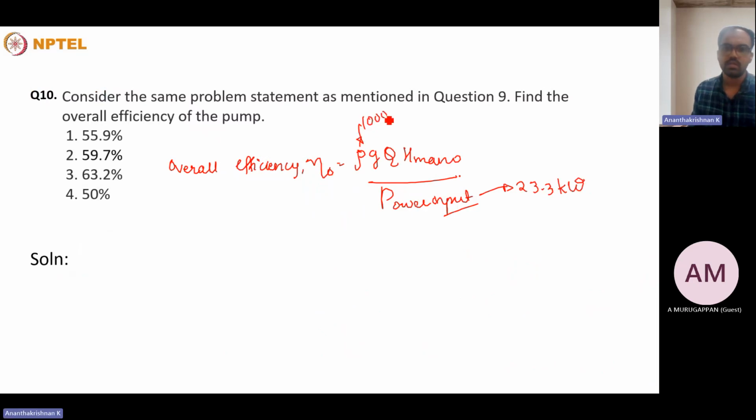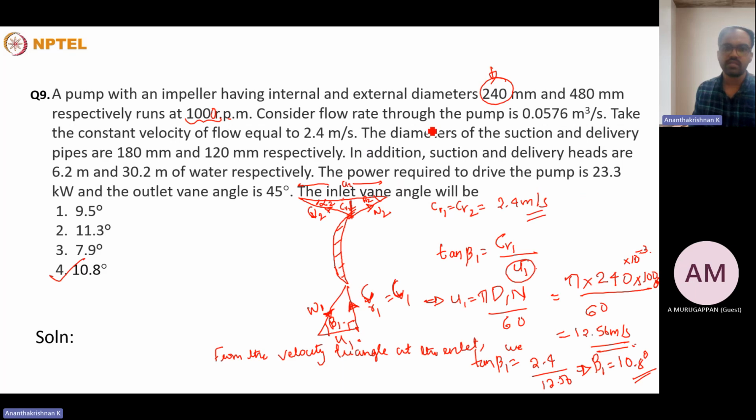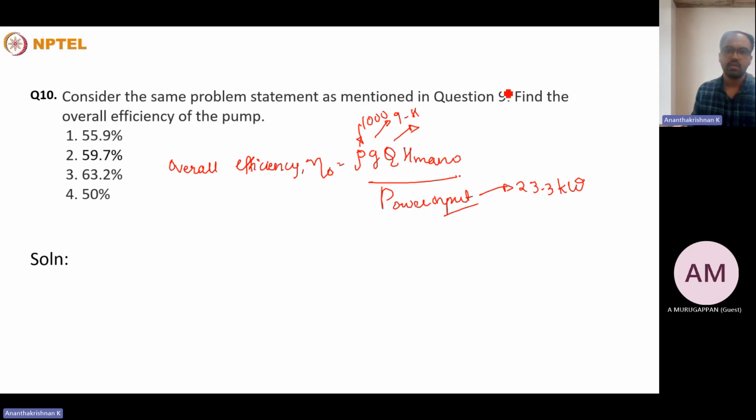This is 1000 and 9.81, and the volume flow rate is given as 0.0576 meter cube per second. And the overall efficiency we need to calculate. We do not know the manometric efficiency. We need to find the value of manometric efficiency and substitute in this equation to calculate the overall efficiency. In the previous problem, question number 8, we determined the manometric efficiency in terms of the suction heads and the delivery heads, which doesn't take into account the pump impeller side.